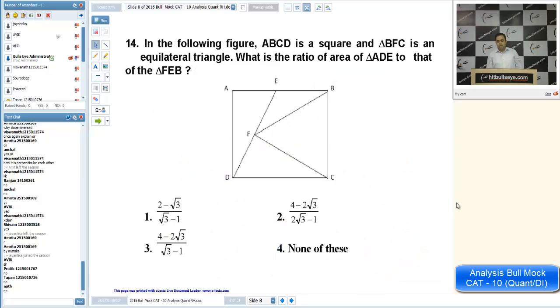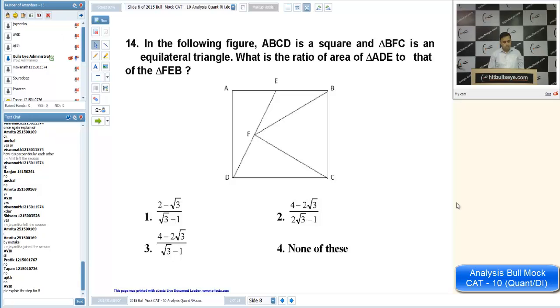Now this is a question from geometry. Avik, you are asking for the question number 14 or the last one?